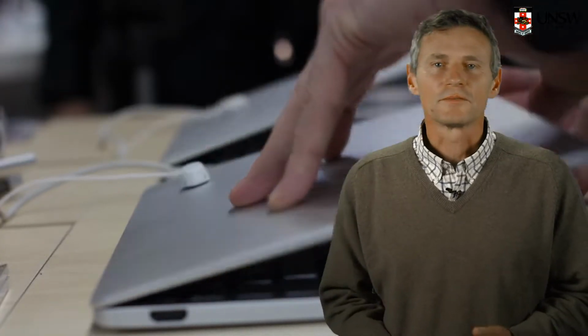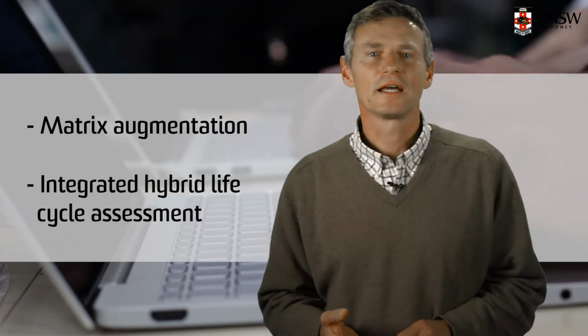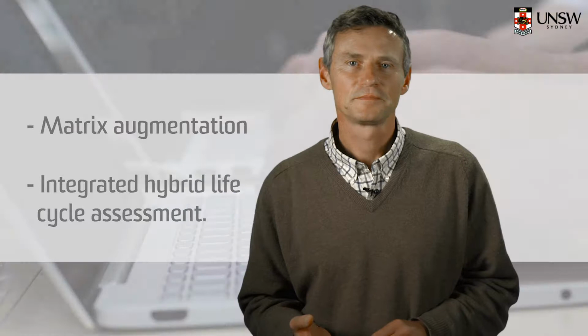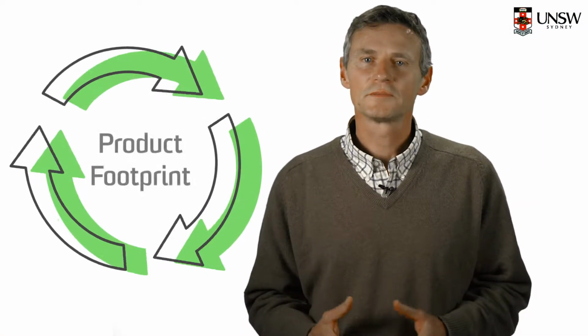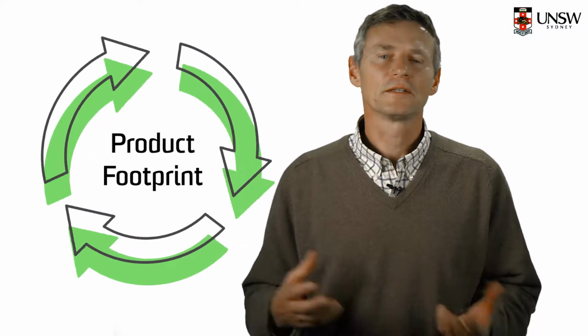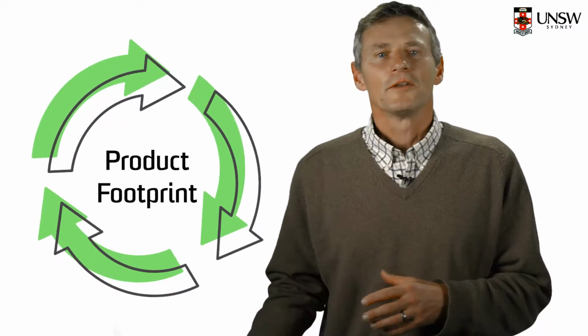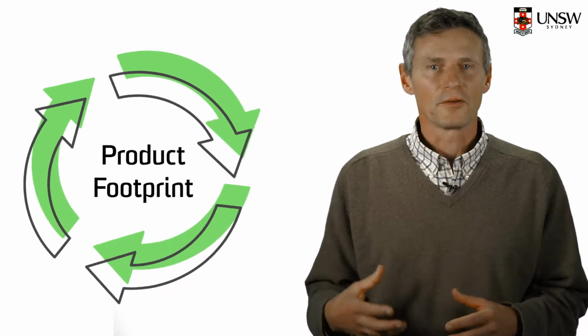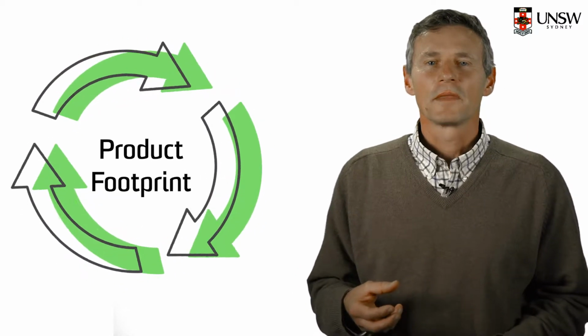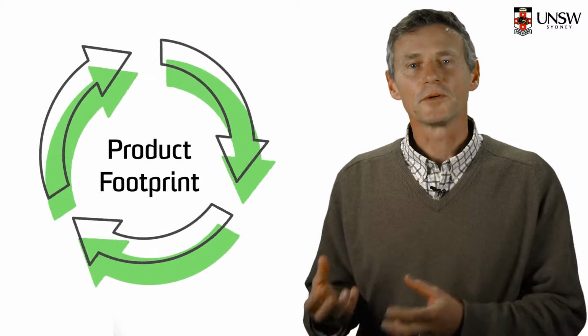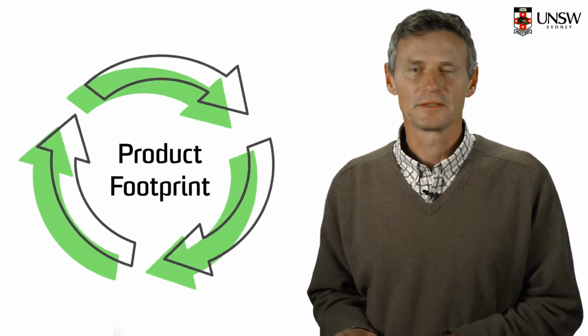There are different ways of doing this, and in this week's lecture you will learn about two methods in particular. They are called matrix augmentation and integrated hybrid lifecycle assessment. The improvements we can make by mixing different methods actually work both ways. Not only can we improve our input-output data and models, but we can also improve the traditional process-based lifecycle assessment.